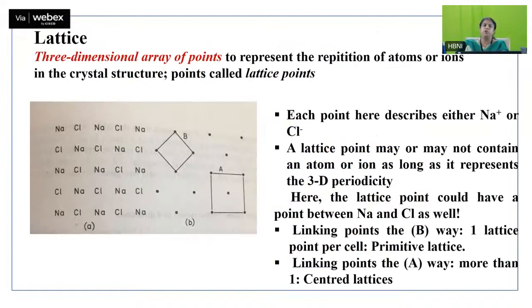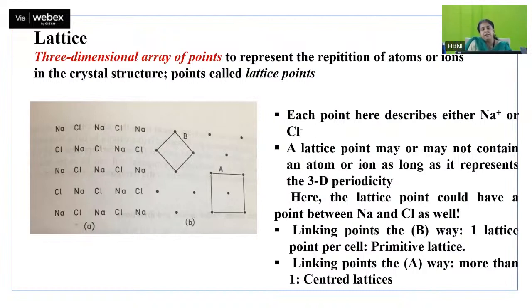Again, a concept that you've heard so many times. What is a lattice? A lattice is nothing but a three-dimensional array of points with which you can represent your structure. For example, on the left-hand side, what you see is a two-dimensional pictorial representation of the sodium chloride unit cell. Okay, a very, very important point: a lattice point may or may not contain an atom or ion as long as it is representing the periodicity that you want to present.